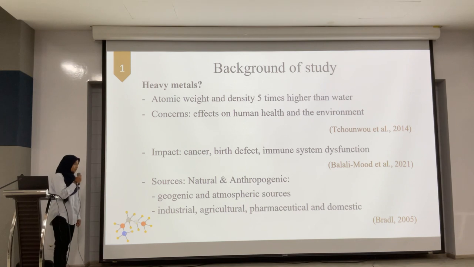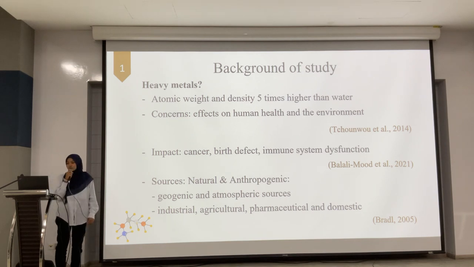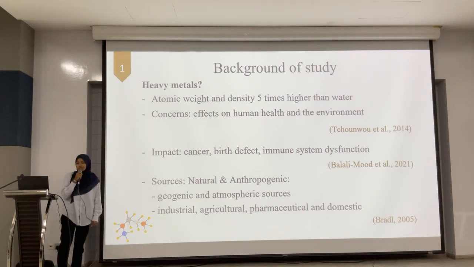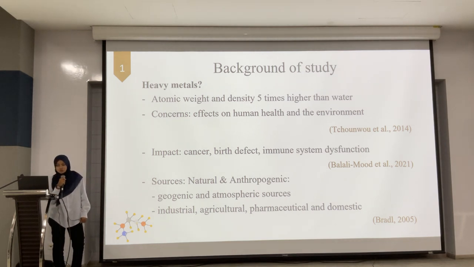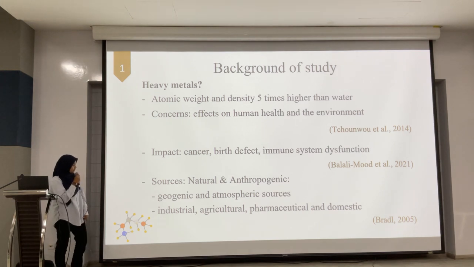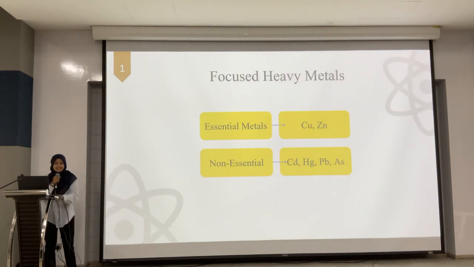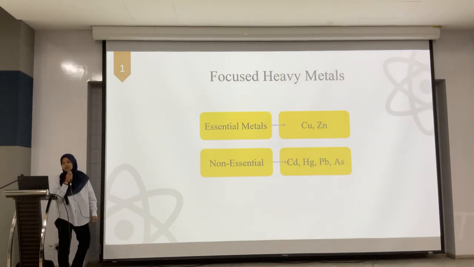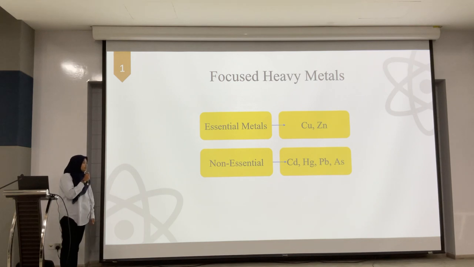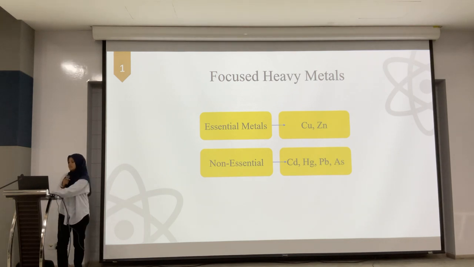For the sources, it can be natural and anthropogenic. For the natural, it can come from geogenic and atmospheric sources. For the anthropogenic, it can come from industrial, agriculture, pharmaceutical, and domestic sources. This is my focus: heavy metals copper, zinc, cadmium, mercury, lead, and arsenic.